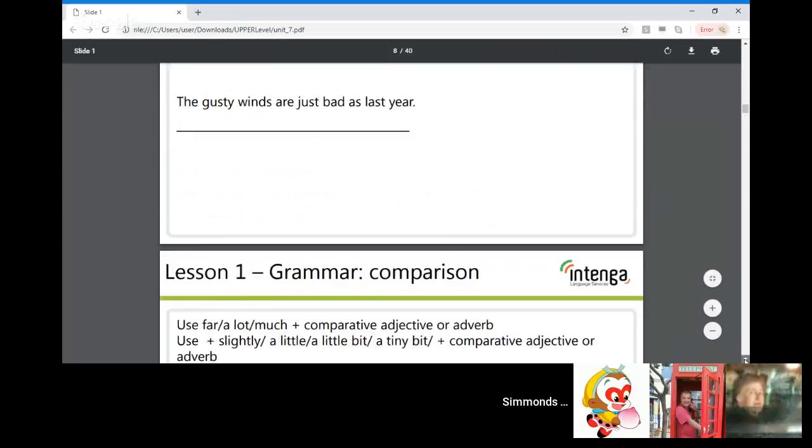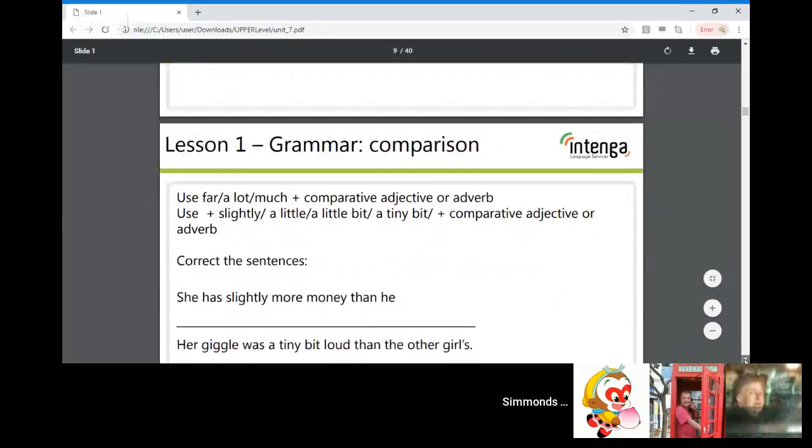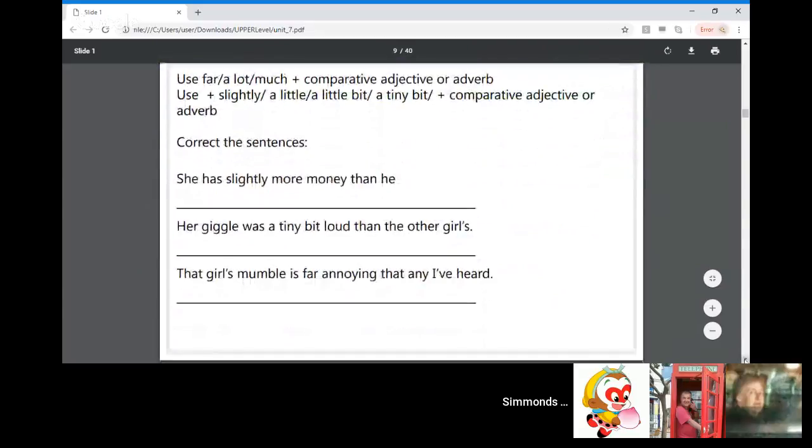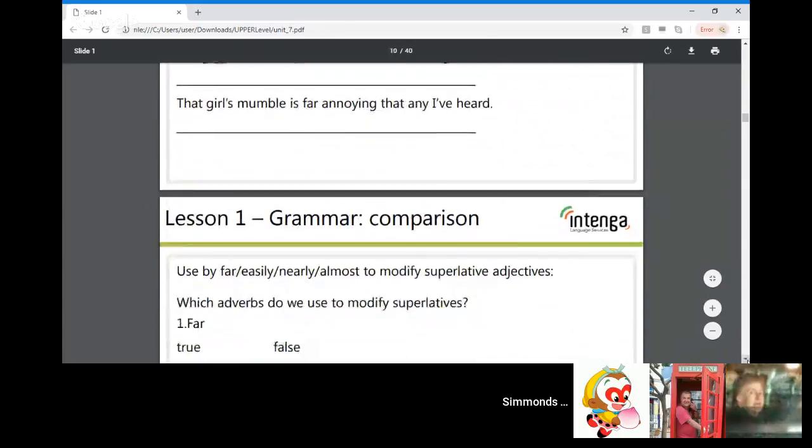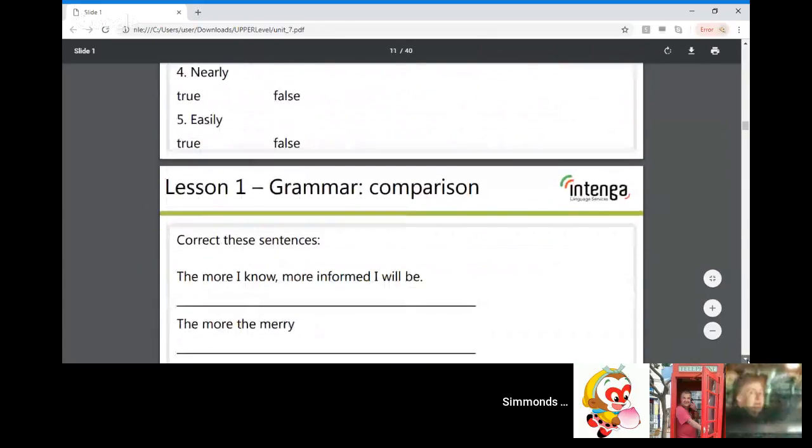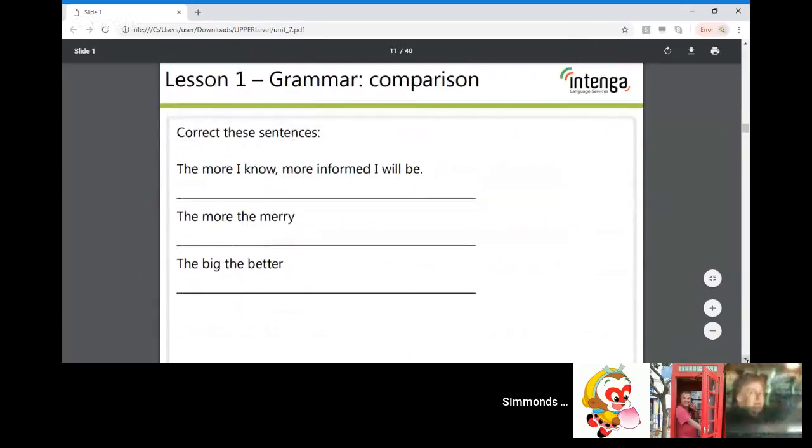Good. Then this one. Actually, I think we're going to go directly there. One second. Okay, this is the one I want because it has different ones. So, correct these sentences. Ken, can you read the first one for us? The more I know, more informed I will be.